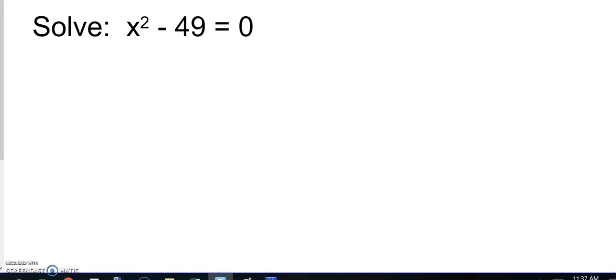All right, and this is the new thing that you hadn't seen yet. This is called the difference of two squares.